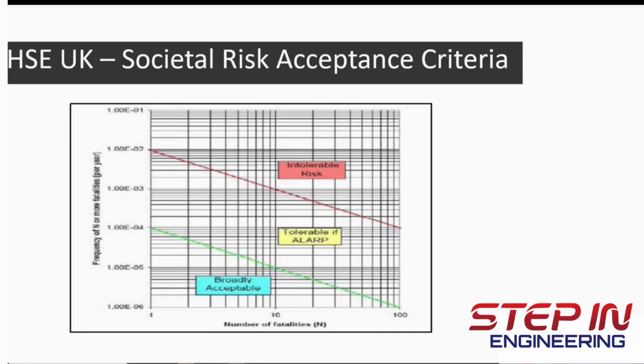But with respect to the ALARP criteria, very rarely, very vaguely HSE UK will be defining it, but this is the universally accepted criteria we follow, 10 raised power minus 4 with respect to 100 fatalities. If you want, you can draw this curve for 10 raised power minus 4 with respect to 1000 fatalities or 10,000 fatalities also. Because how many people will be dying due to an incident is described with respect to slope.